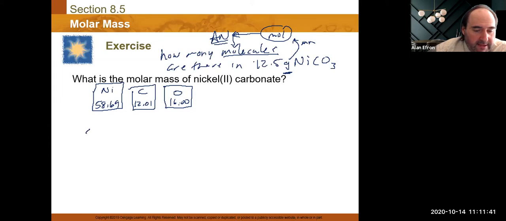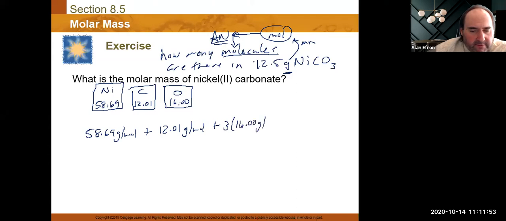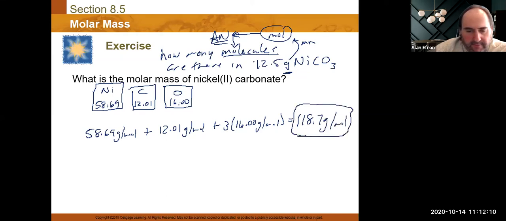So we have one nickel at 58.69 grams per mole. We got one carbon at 12.01 grams per mole. And we have three oxygens at 16 grams per mole. Again, adding all that together will get us 118.7 grams per mole as our molar mass, I believe. Any questions on that part up to there? Okay. So again, for the question I asked, we're going to use that as our conversion factor.